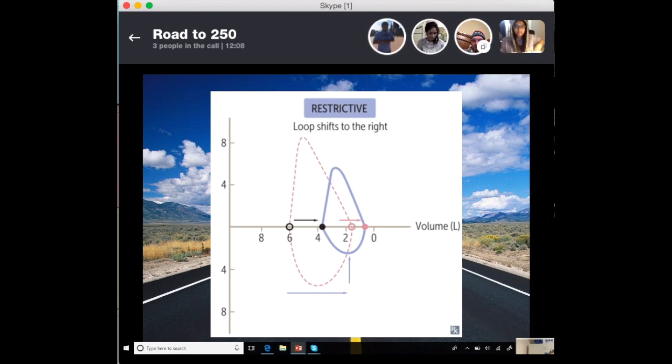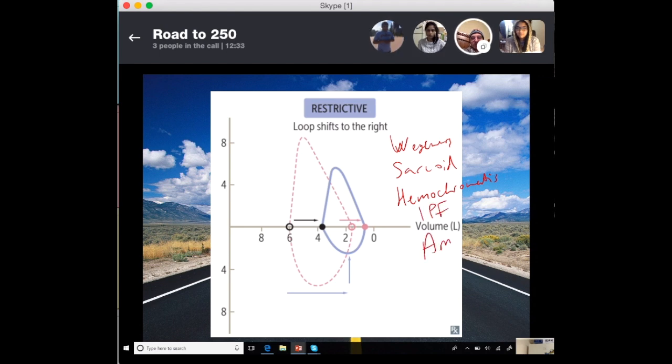Wagner's granulomatosis. Yes, that one's one. Wagner's. Wow, that was really bad. Sarcoid. We've also got hemochromatosis. Pulmonary fibrosis. Yeah. Let's put IPF for that one. You also have amyloidosis. You guys said pneumoconiosis.